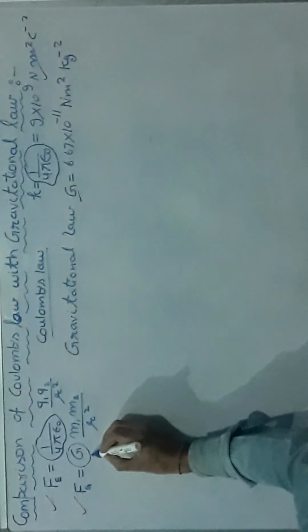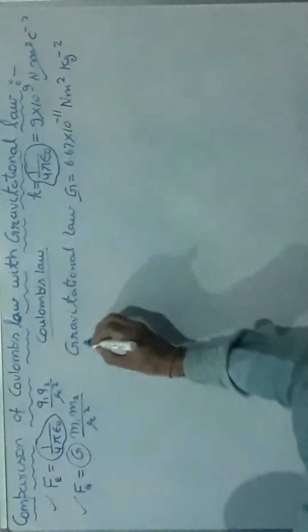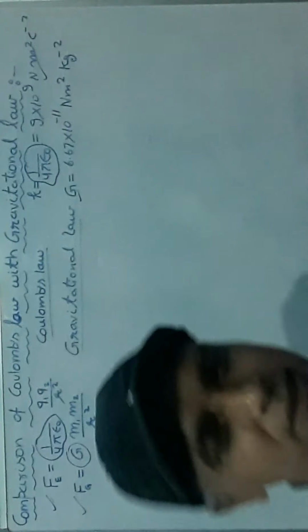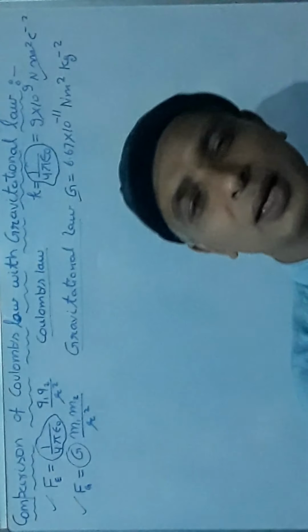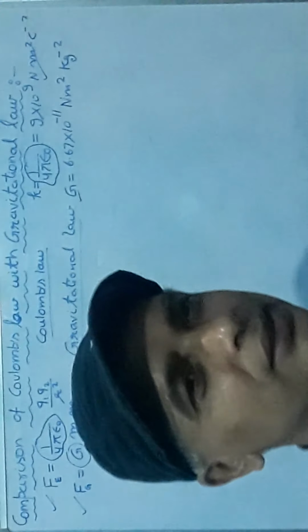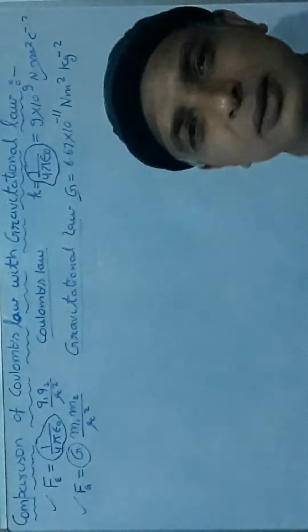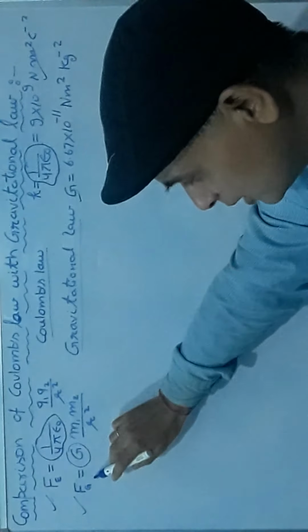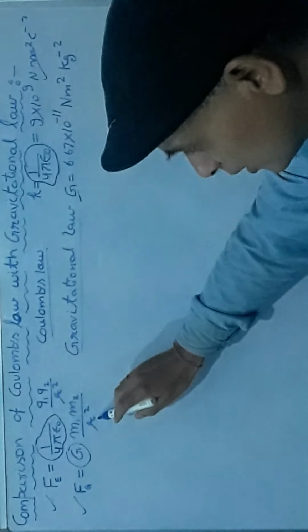Fg equals capital G m1 m2 upon r square, that is the gravitational law. That is the gravitational force, or the force exerted by one celestial body on another celestial body. If one body is earth, then this is known as the gravitational force. Okay, mathematically I write down here Fg is equal to capital G m1 m2 upon r square.